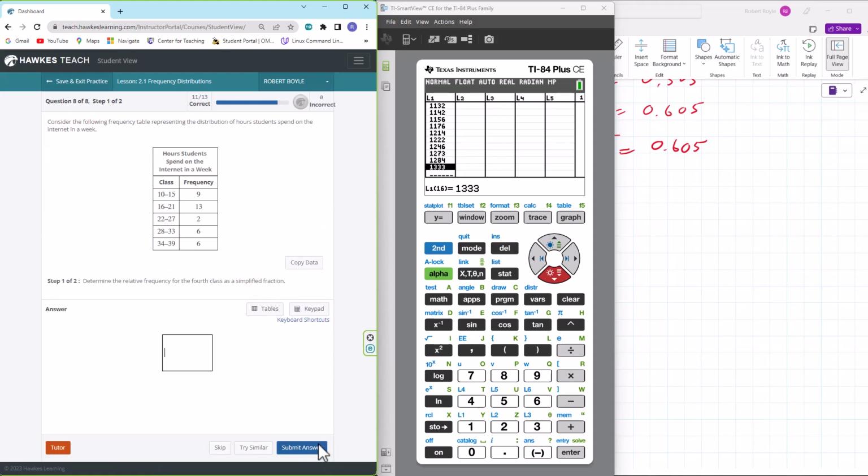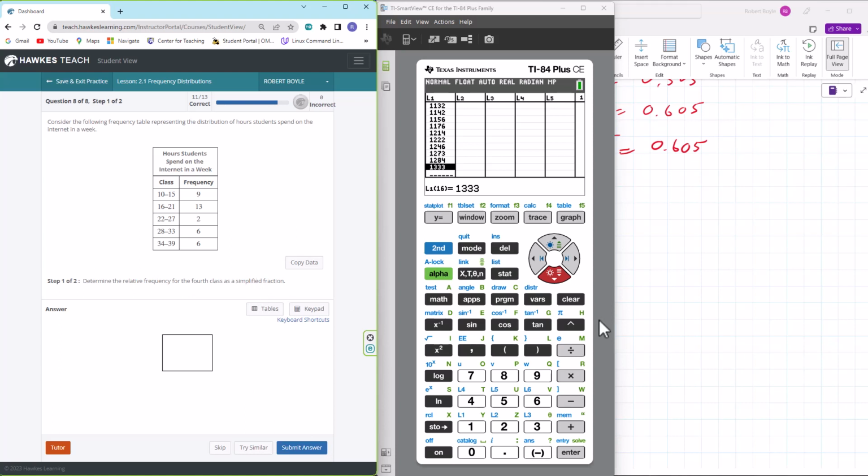And this brings us to our last problem. In this one, we have a frequency table representing the distribution of hours students spend on the internet in a week. Notice that happens to be higher than the time students spend studying for a week. That's kind of disappointing. And we want to find the relative frequency for the fourth class as a simplified fraction. So they want a fraction.